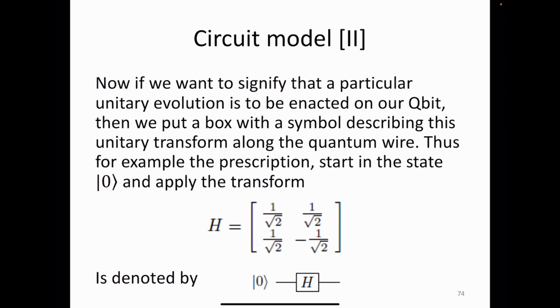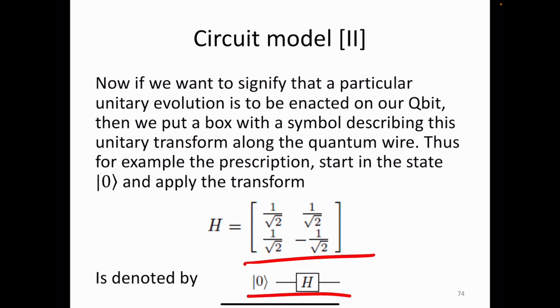So a particular unitary evolution is to be enacted on our qubit. Then we put a box with a symbol describing this unitary transformation along the quantum wire. This is also no news for the Hadamard transformation. We saw that before. The Hadamard transformation is given by that matrix here.